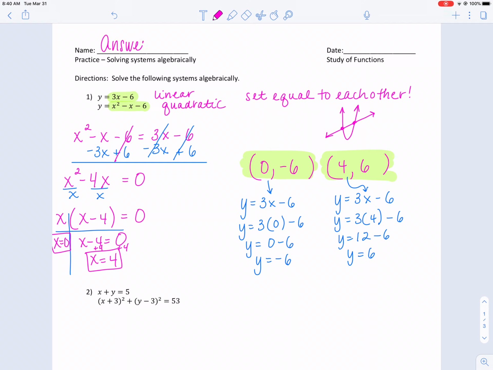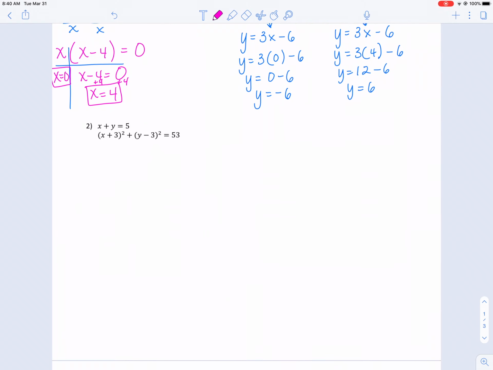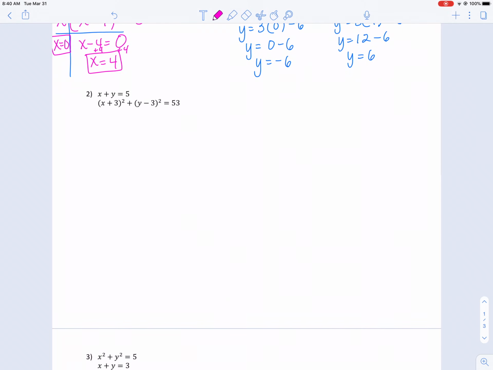Now let's take it up a notch, a little bit more difficult. There are a couple of things that are more difficult about number 2. In number 2, we're no longer talking about a quadratic linear system. The first piece of this system is linear, but why is it a little bit more difficult? The x plus y equals 5 is not solved for x or y. The second thing is that in the second equation, x is squared and y is squared. This is a circle.